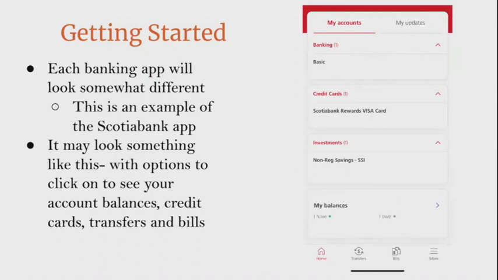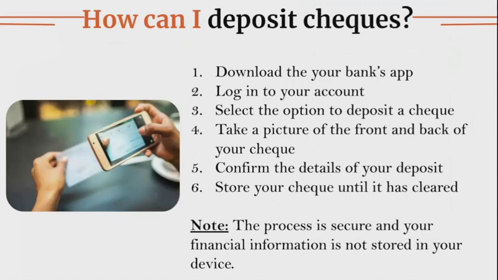How can I deposit checks? You would download your bank's app. Next, you would log into your account and select the option to deposit a check. You would take a picture of the front and back of your check, and then you would confirm the details of your deposit. You would make sure you want to store your check until it has been cleared. Note, the process is secure and your financial information is not stored in your device. Some banks will also require you to sign the back of your check as well as put something for a safety measure, such as mine, it tells me to write for mobile deposit only.